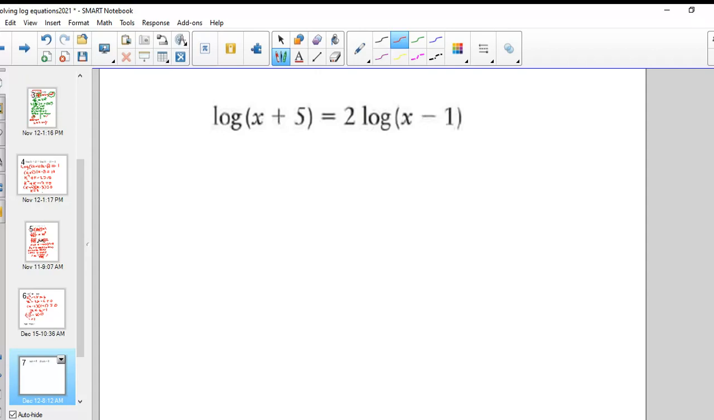Quinn, let me start with you. Quinn, how would you start this question? What would you do first? The log of x plus 5 is equal to 2 times the log of x minus 1. Give me some ideas as to what you think might be a good first step for this one. Let's just hear what you think.